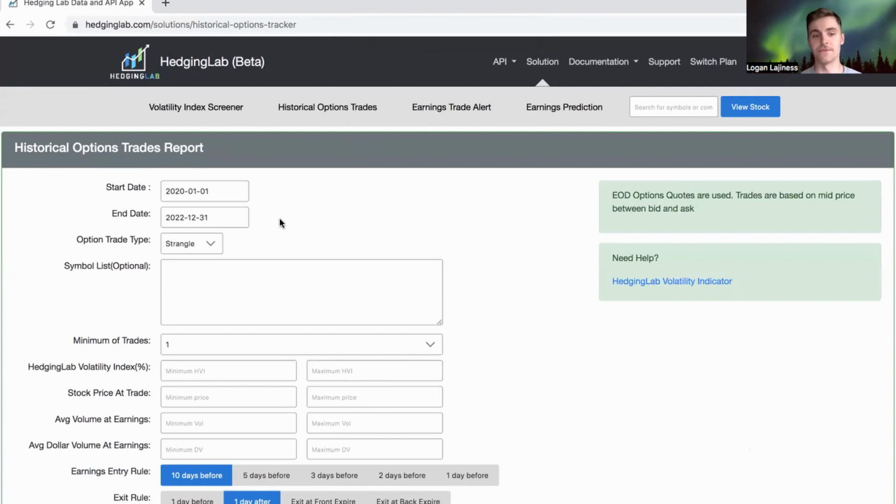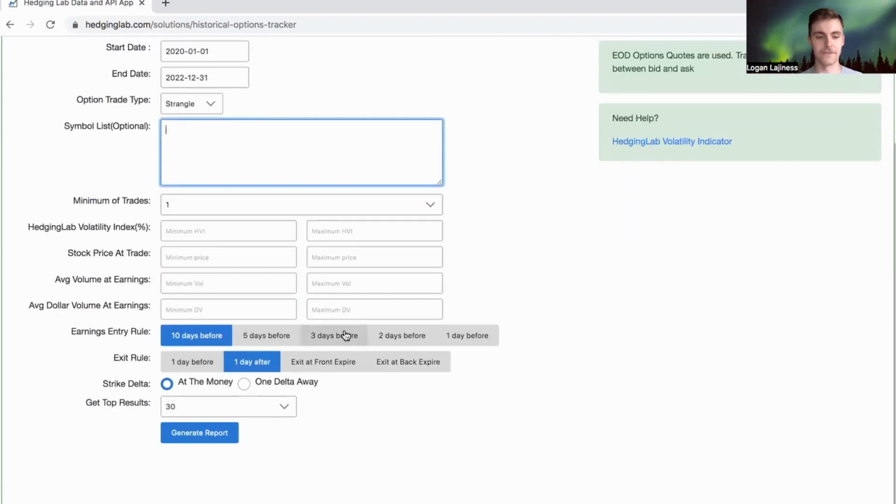So if we take a look back at the historical option trade spot, this is one of my favorite ways to use Hedging Lab as well. Remember how we typed in a symbol list earlier for DAL, and we were looking at a lot of the airlines, a lot of other stocks. If we did something like, let's say you want to look at the last couple of years of how a strangle worked, if you entered it 3 days before earnings and then exited 1 day after, without any sort of symbol list, you're just looking for the best results.